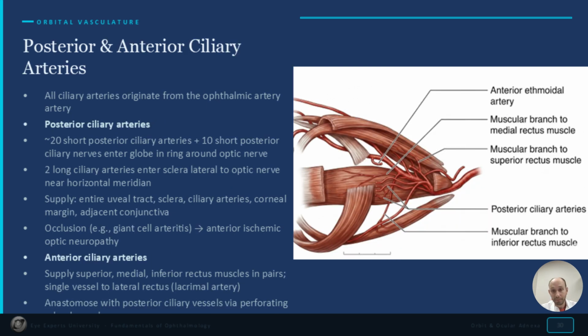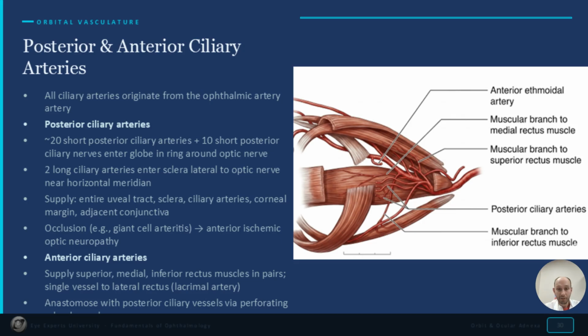So as we talked about, the blood supply to the orbit is mainly from the ophthalmic artery. The ciliary arteries are no different. They arise from the ophthalmic. There are about 20 short posterior ciliary arteries and about 2 long. They all enter the sclera lateral to the optic nerve, and then they supply the entire uveal tract, sclera, the ciliary bodies, the corneal margin, and adjacent conjunctiva. Occlusion creates ischemic anterior optic neuropathy.